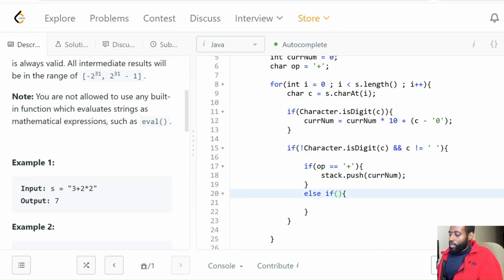So now we need to worry about, if it's a negative, right? If it's a negative, then we go ahead and just push it to the stack, because we're not going to prioritize them now. We're just going to push them there.